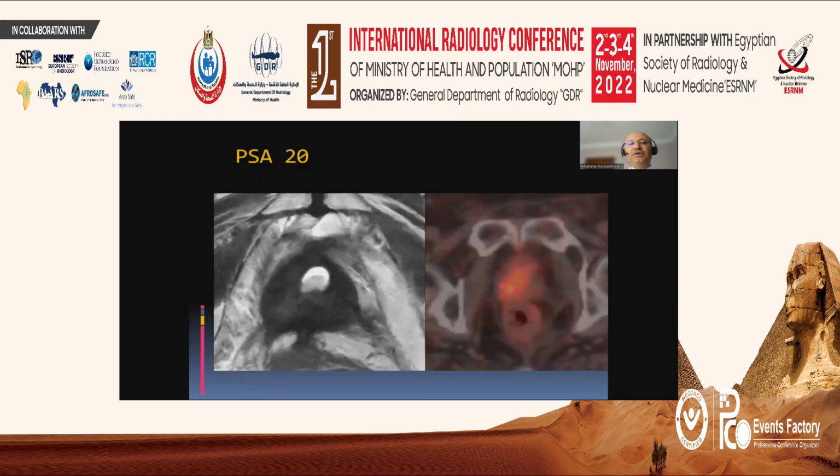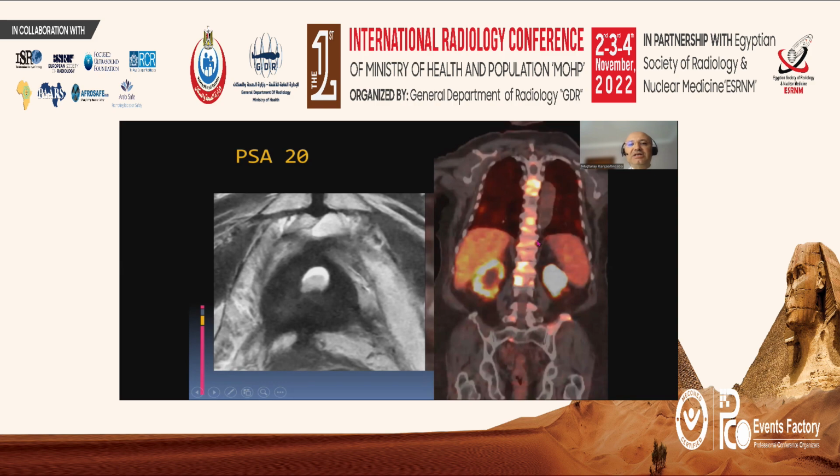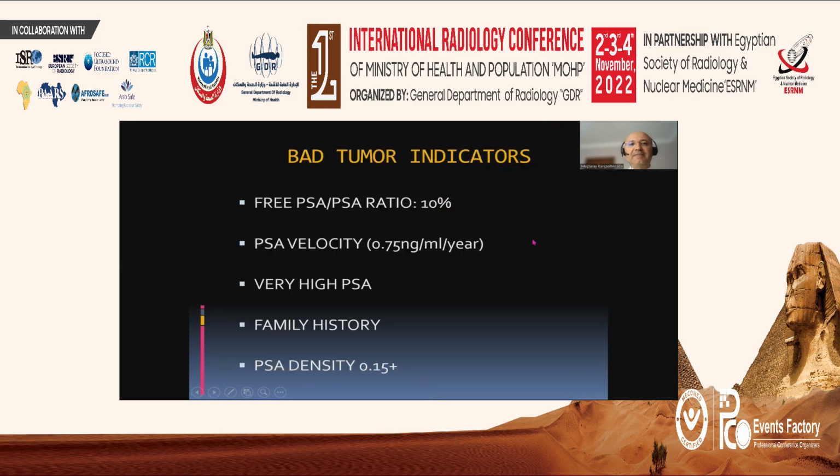I want to show you this patient with a PSA of 20. Look, the patient had a former transurethral resection for BPH, but the prostate gland is abnormal. Actually, on this patient's PSMA PET, you can see there were multiple metastases. So what are the bad tumor indicators? Free PSA ratio around 10%, PSA velocity of 0.75, very high PSA like hundreds or thousands, a family history, and also PSA density above 0.15.